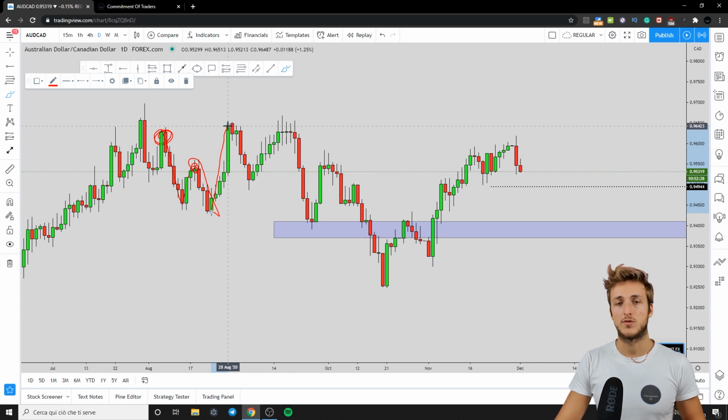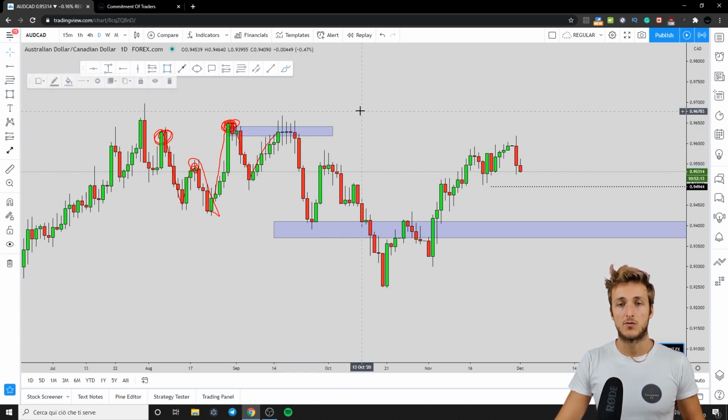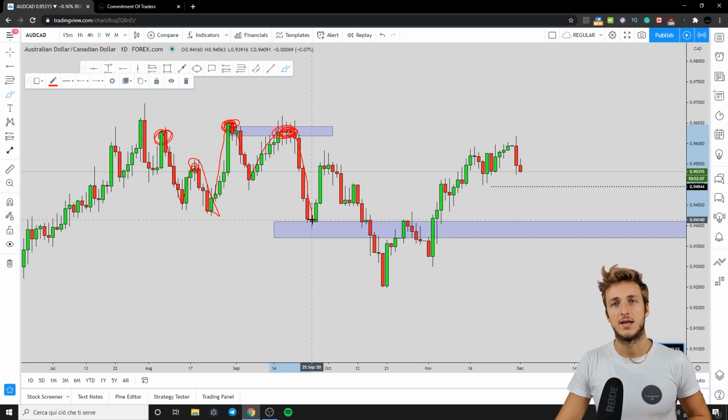Then we had this W formation, and after this W, I made a full breakdown of AUD CAD when the market was here, explaining all the reasons for which we wanted to see from here a move to the downside, and again, that is exactly what the market did. Then from here, when the market retraced to this supply, I made another breakdown explaining all the reasons for which from here we wanted to see this move to the downside, and again, that is exactly what the market did.